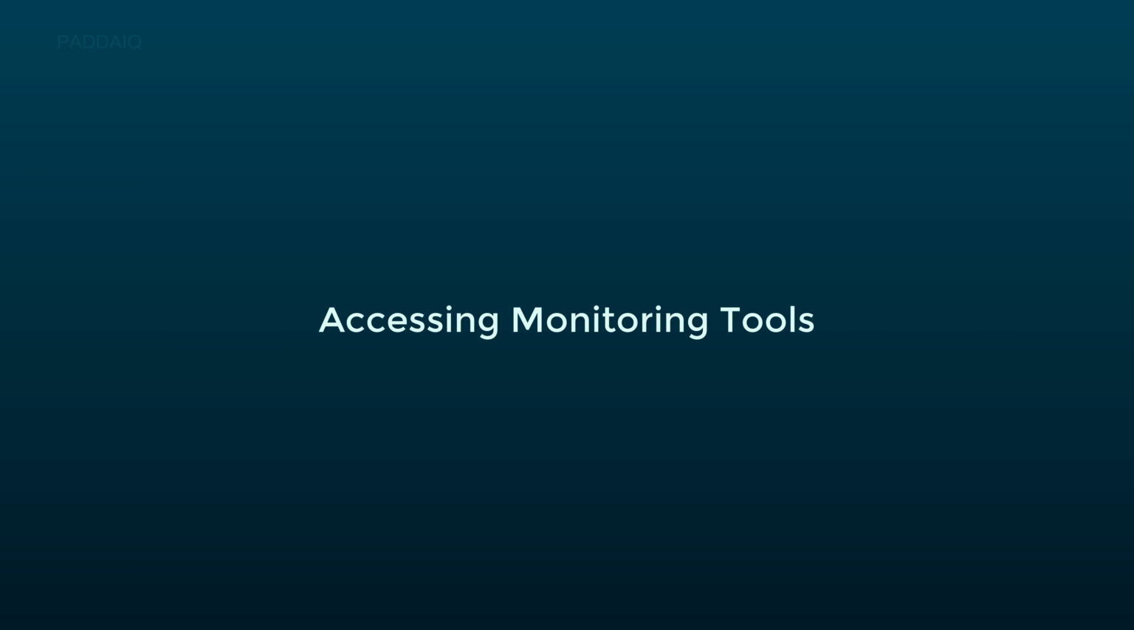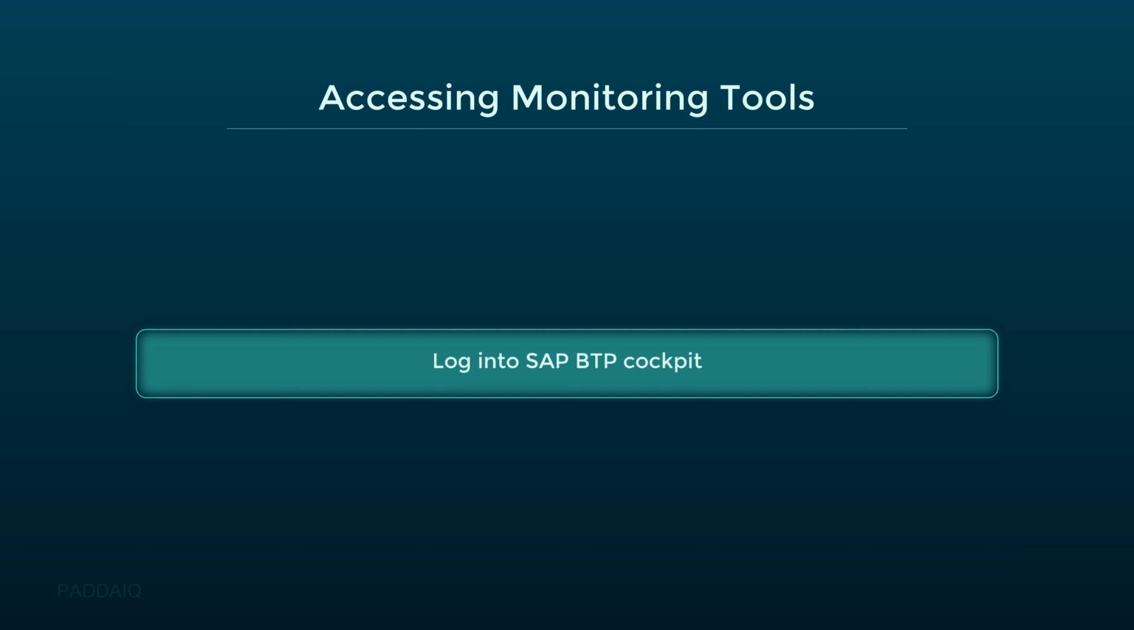Accessing monitoring tools within the SAP Business Technology Platform. Log into SAP BTP Cockpit. This means entering your credentials into the SAP Central Web Interface. For example, a developer signs in to check application health. This initial step is essential for accessing all monitoring features.